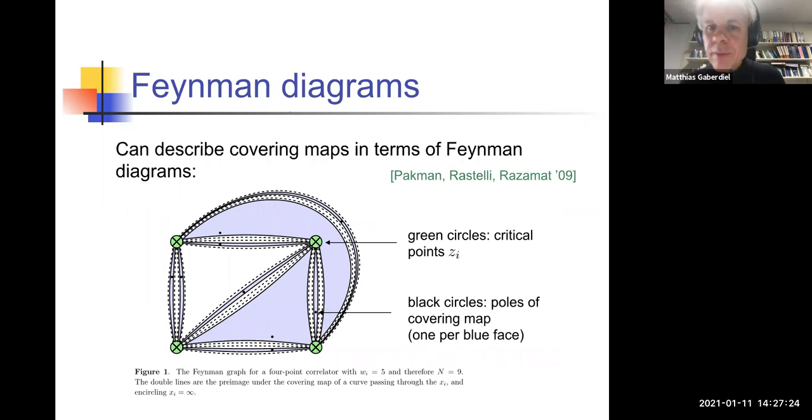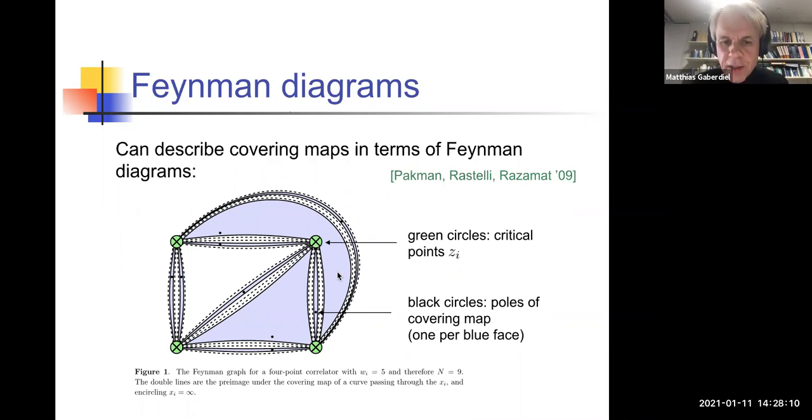Well, there's a way in which you can encode the covering maps in terms of Feynman diagrams. And the idea is that you're on your base sphere, you have the twist fields sitting at positions x1 up to xn. You take a curve that runs through all of these twist fields and encircles infinity. And then you look at the pre-image of this under the covering map. Now, because the covering map has an n-fold cover, for each of these circles, there will be n circles in the pre-image. So here the picture is drawn for a four-point correlator with w_i equal to 5. So then n is equal to 9. So there must be nine circles that you find.